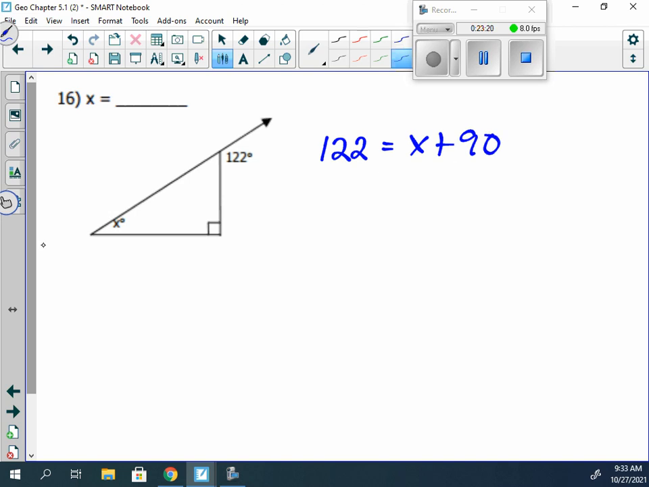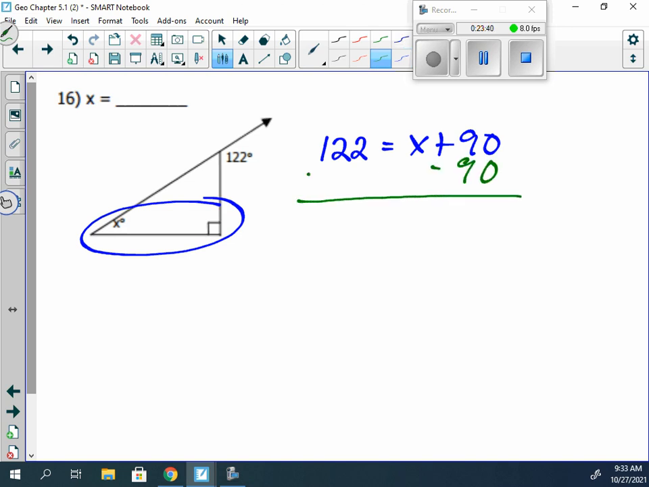And we would subtract, because the exterior angle is equal to the sum of the opposite two interior angles. The exterior angle here is 122, and the opposite two interior angles are x and 90. Well, to solve, what do we need to do? Subtract 90 from both sides. So, I mean, x equals 122 minus 90 technically is correct, because that's what we did.